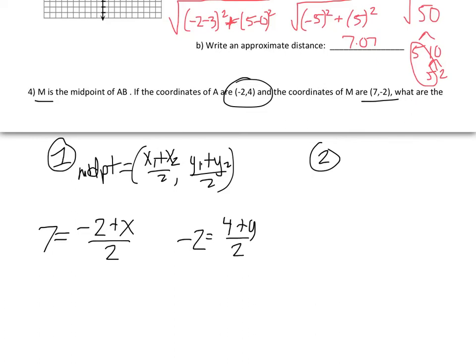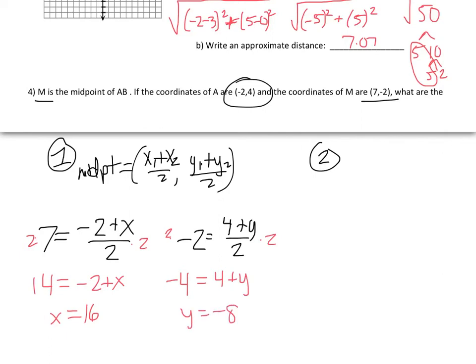If I solve this, I multiply both sides by 2. I get 14 equals negative 2 plus x. So I get x equals 16. And then if I multiply the other by 2 as well, I get negative 4 equals 4 plus y. I get y equals negative 8. So my other point is 16 comma negative 8. Okay, now I wouldn't suggest doing it that way.